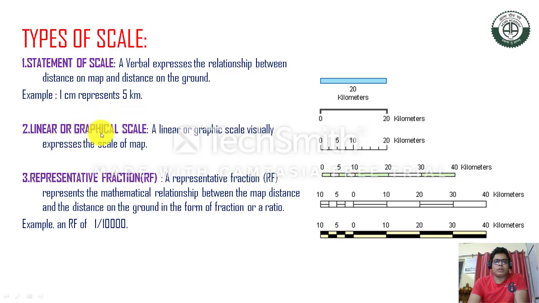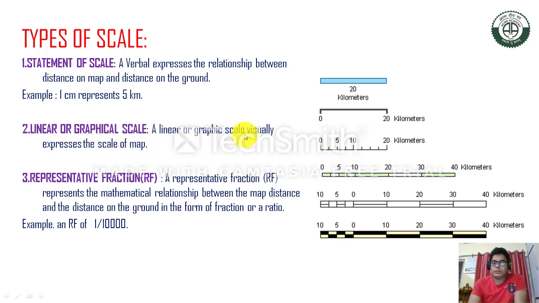Second is the linear or the graphical scale. In this type of scale, graphically, means by drawing, you can show the scale. You have to draw on your paper, and equal distances should be there. It may be a 1 centimeter distance, it may be a 2 centimeter distance. So take an example: if you want to draw 10 centimeters on a paper, for 1 centimeter it may be 2 kilometers, or you can say 5 kilometers. So 5 kilometers easily you can show by this. So these are the graphical scales.